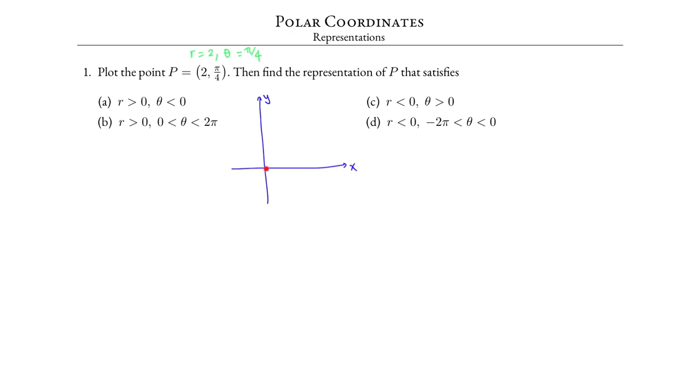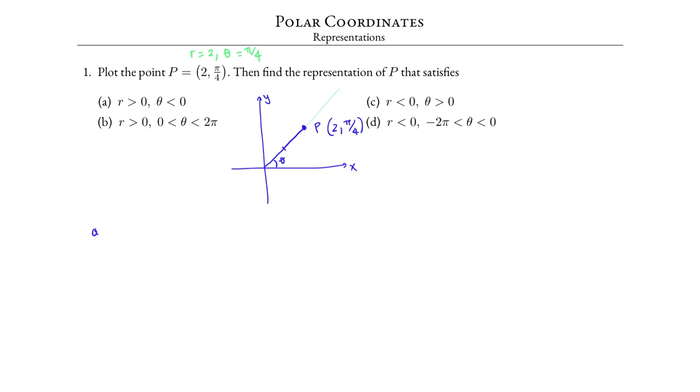We start at the positive horizontal axis and sweep an angle counterclockwise and stop at the ray pi over 4, because the angular coordinate is positive. We then measure a distance of 2 from the pole to obtain the point P with the coordinate (2, pi over 4), where the radial coordinate is positive 2 and the angular coordinate is positive pi over 4.